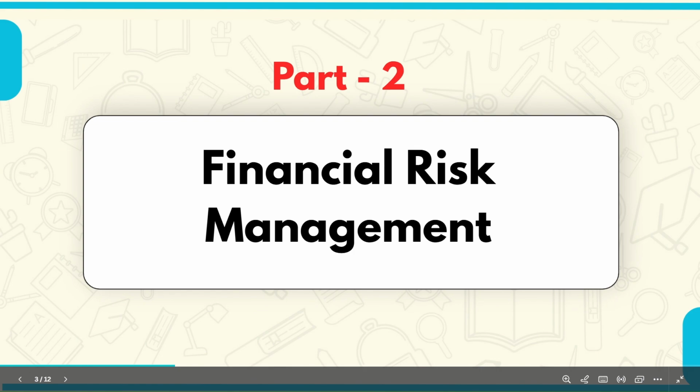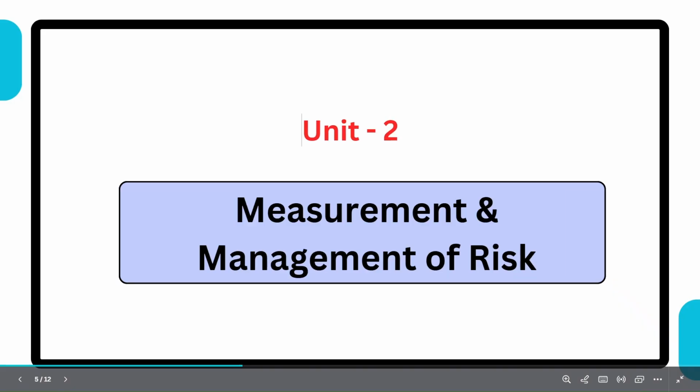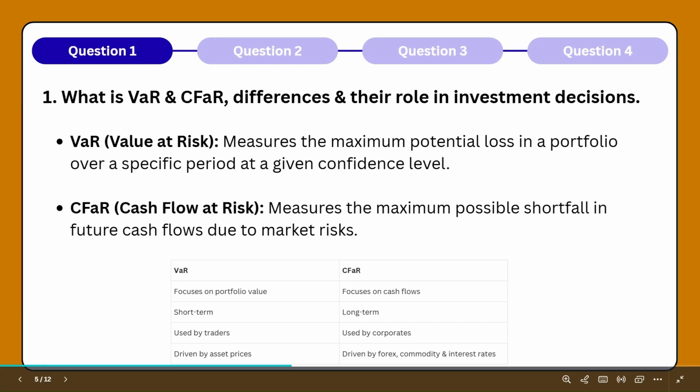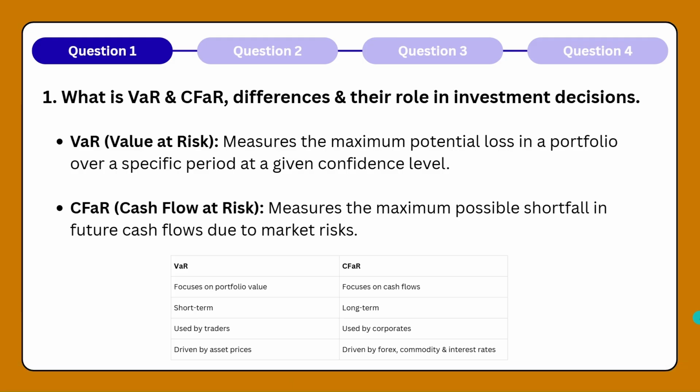Unit 2. Value at Risk and ALM. 1. What is VaR and CFaR? Differences and their role in investment decisions. VaR estimates maximum potential loss in portfolio value over a specific time at a given confidence level. CFaR measures maximum shortfall in future operating cash flows due to market risk factors.